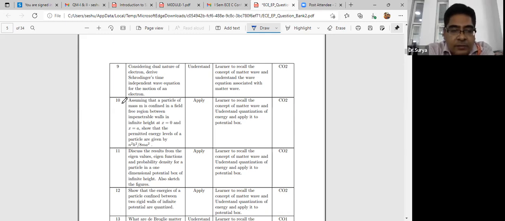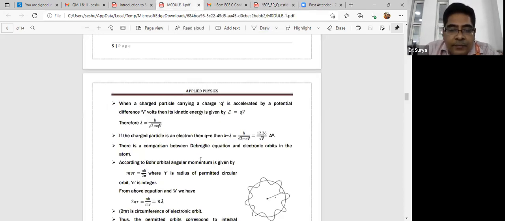Next. So 11th question. Discuss the results from the eigenvalues and eigenfunctions and probability density for a particle in a one-dimensional potential box of infinite height. Also sketch the figures. So discuss the results from the eigenvalues and eigenfunctions. We did not discuss the eigenvalues and eigenfunctions. So I will try to show you in the figure, just to go through that.